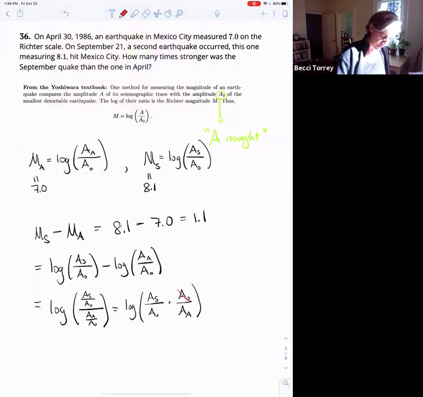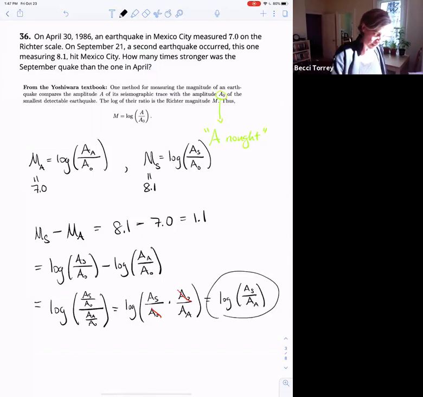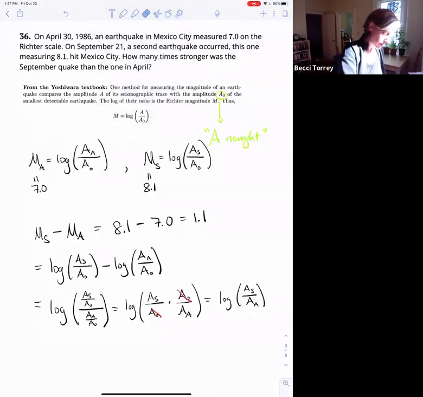These A naughts cancel, right? Which makes sense. They shouldn't have anything to do with this. So this is comparing these two things. Log of A sub S over A sub A, the amplitude for the September earthquake over the amplitude for the April earthquake. And this is all equal to, if you trace it all the way back, 1.1. Okay. So all of this means that we have 1.1 equals log of A sub S divided by A sub A.